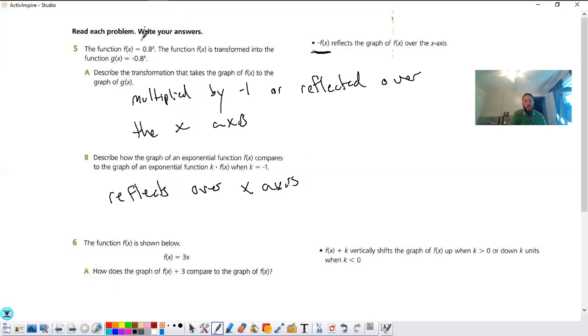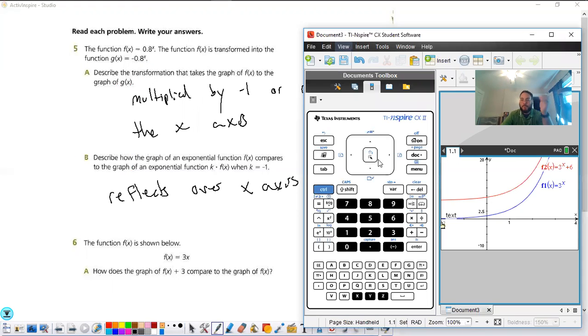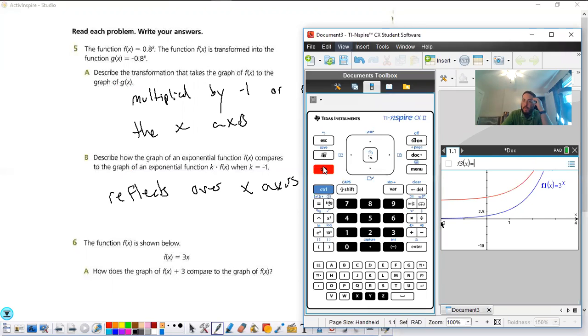So if we want to take a look at what number 5 looked like, right, we can go back to our calculator. Let's do a graph, go up and delete these ones here. And then we'll delete our other function. So for this one here, we'll do 0.8 to the x, hit enter. And then if we want to see what the other one looks like, tab, -0.8 to the x.